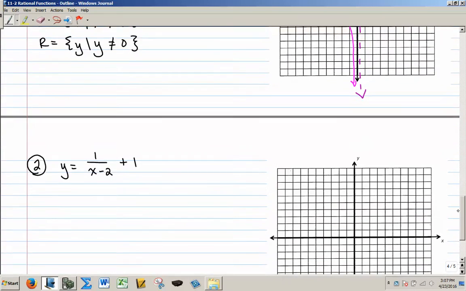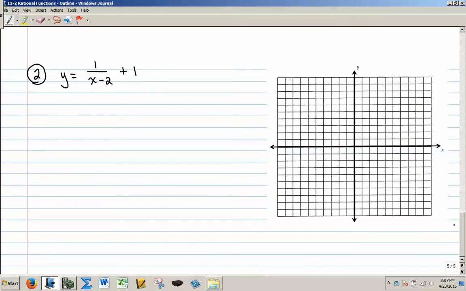And let's take a look at one more example here. Here we have the function y equals 1 over x minus 2, plus 1. So my value of b is what's being subtracted from x on the bottom, so b is 2. And my value of c is the number that's being added on the end, so my c equals 1.